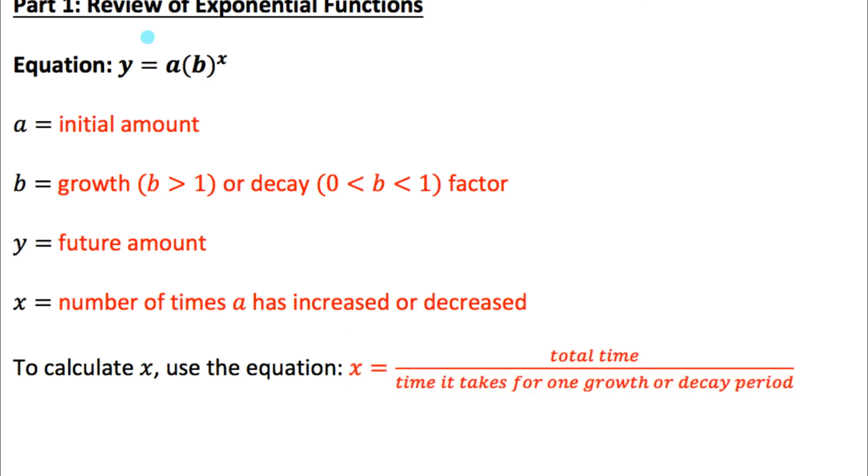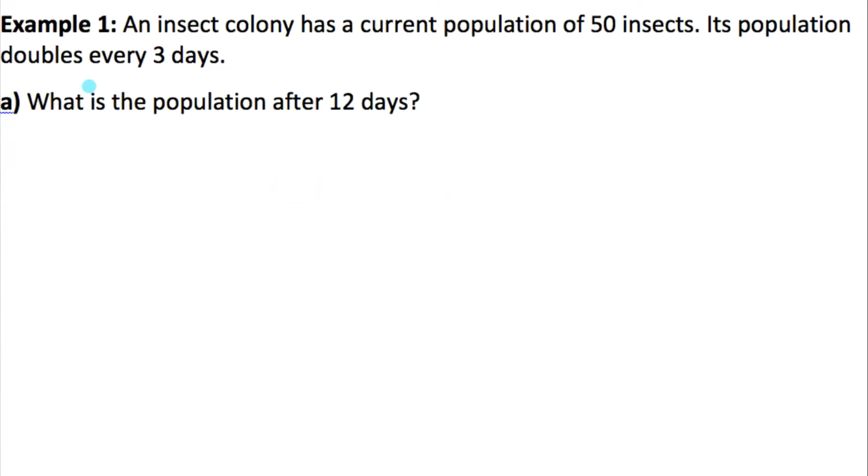I think it'll be a good refresher for us to go back and do a grade 11 example about exponential functions, just so you really remember what all these parameters mean and how we use them in an equation. So here's the example. An insect colony has a current population of 50 insects. So remember, initial population we call A. Its population doubles once every 3 days.